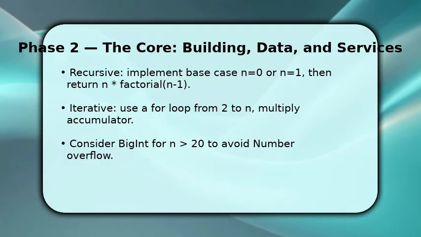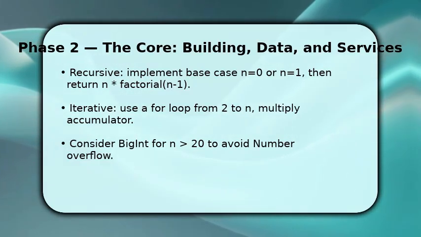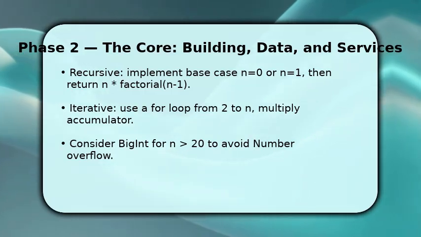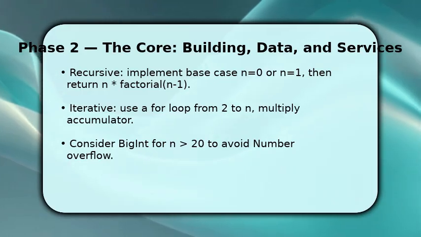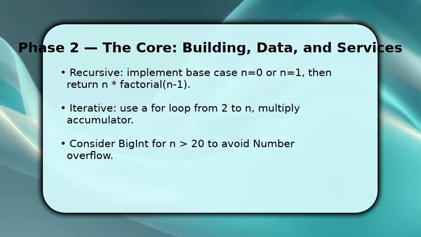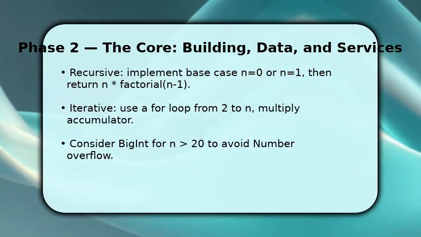If you use recursion, define the base case. Return 1 for n == 0 or n == 1, then return n * factorial(n - 1). If you prefer iteration, initialize an accumulator to 1 and loop from 2 through n, multiplying each step. This avoids call stack limits.